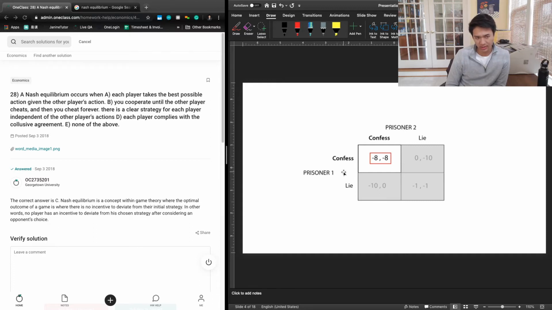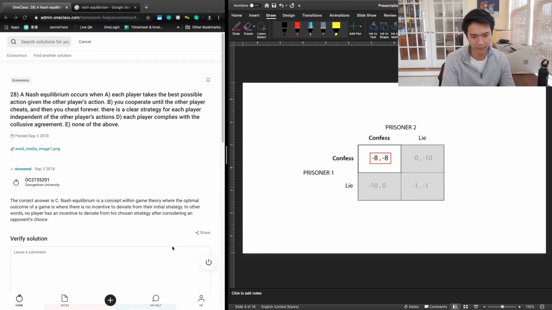So let's take a look at the previous tutor's answer. The previous tutor said the correct answer is C. Nash equilibrium is a concept within game theory where the optimal outcome of a game is where there is no incentive to deviate from their initial strategy. In other words, no players have an incentive to deviate from their chosen strategy after considering an opponent's choice. So yeah, I think that's a good way of putting it.